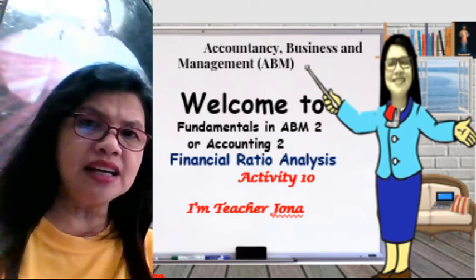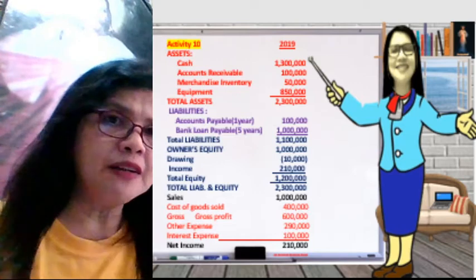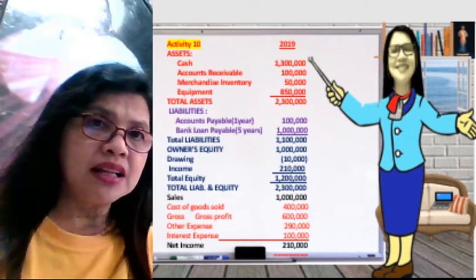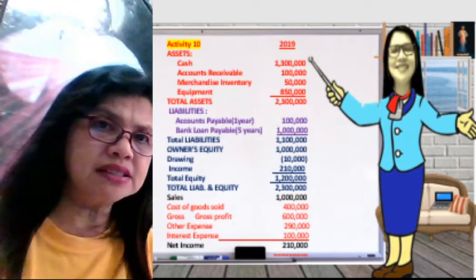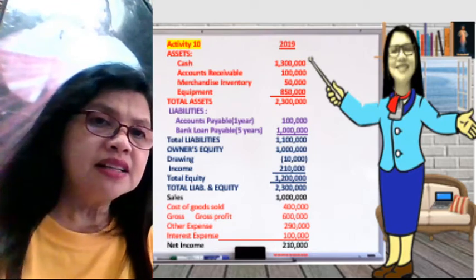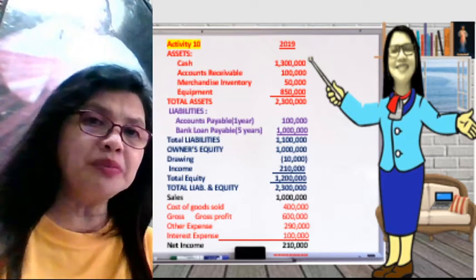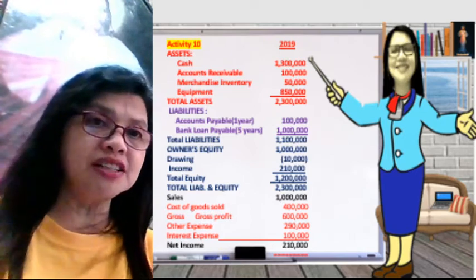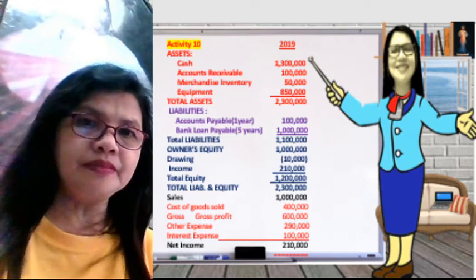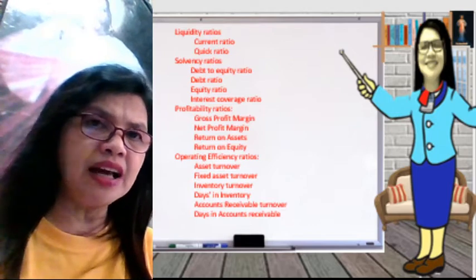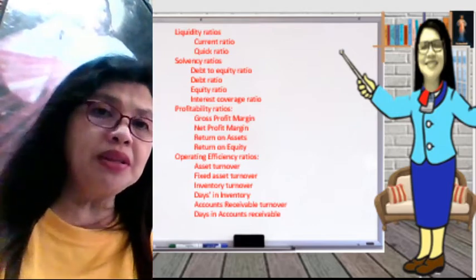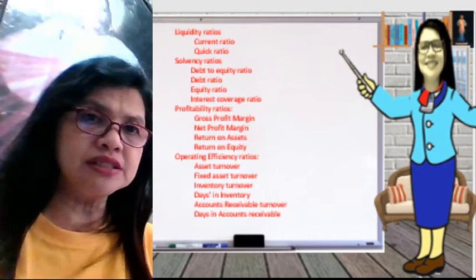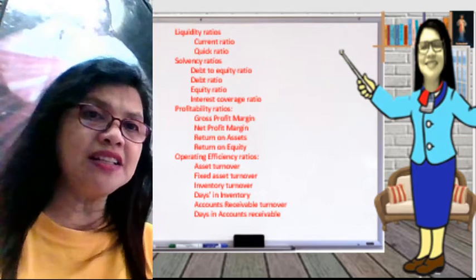Number one, next slide. Moving on, we have here the problem. The exercise problem gives us the asset accounts, the liabilities, the equity, and the income statement accounts. From this financial data, we will be solving our financial ratios. Number one, okay, these are the items that we need to solve: the liquidity ratios, solvency ratios, profitability ratios, operating efficiency ratios.